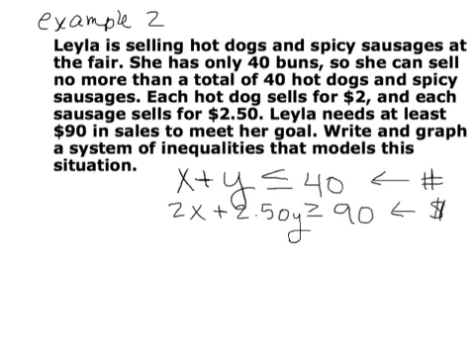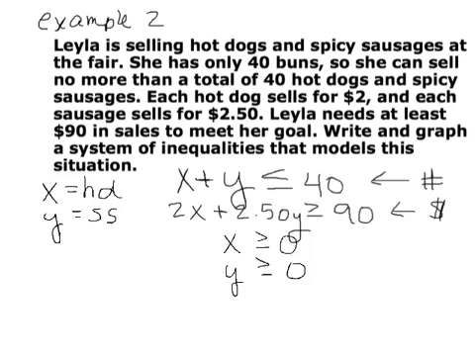So write and graph. We're going to solve. I'm also going to write down X is hot dogs. And Y is, what are we calling them? Spicy sausages. So we also have two more parts to the inequality. We can't have negative hot dogs, so X has to be greater than or equal to 0. And Y has to be greater than or equal to 0. So we're going to graph these inequalities to model the situation. That means for this equation and this equation, we're going to do our x-intercept and our y-intercept. And these are just going to make everything positive.